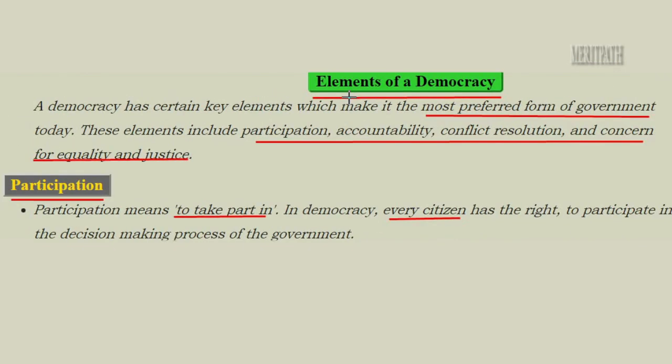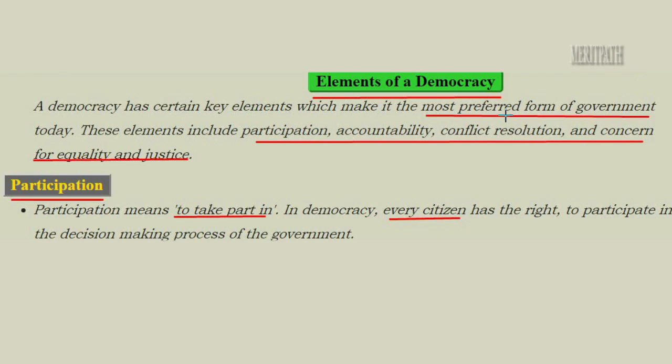Elements of a democracy. As we all are aware, India is a democratic government. So, let's discuss what democracy is and what the elements and things are that come under democracy. A democracy has certain key elements, that is, major elements, which make it the most preferred form of government today. In the world, democracy is the most preferred form of government.